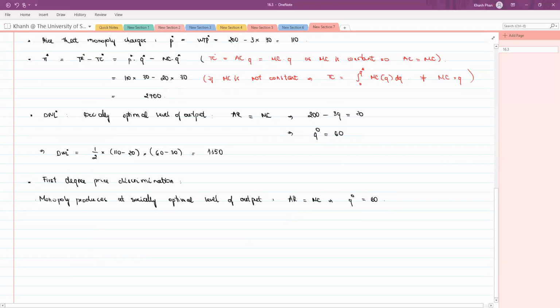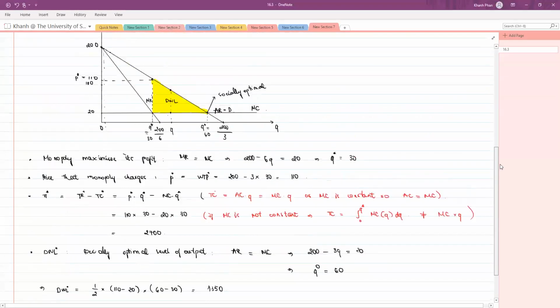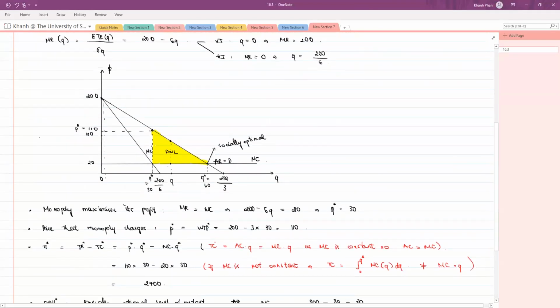Now, how much would the firm make? What is going to be the firm's profit? So like I said, the firm is going to charge all the maximum willingness to pay. So therefore, it's going to be the whole area over here. It's going to be the whole area below the average revenue curve up until the quantity is 60. That is the total revenue the firm is going to get. Okay. So that is just the whole area.